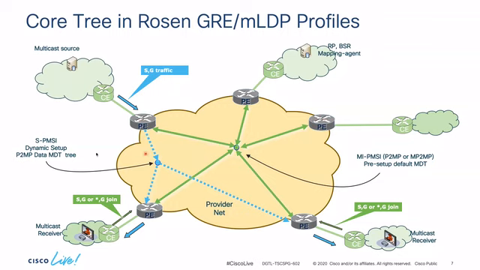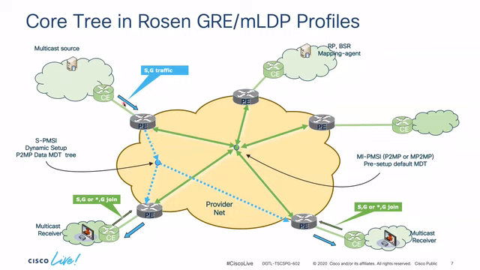So this is called data MDT. For the data MDT core tree, only when the egress PE has an interested receiver will this egress PE join this core tree, the P2MP tree. When the traffic comes in at the ingress PE side, if the traffic volume exceeds a threshold, which is based on the configuration, it will switch over from the default tree and get into the data MDT tree.